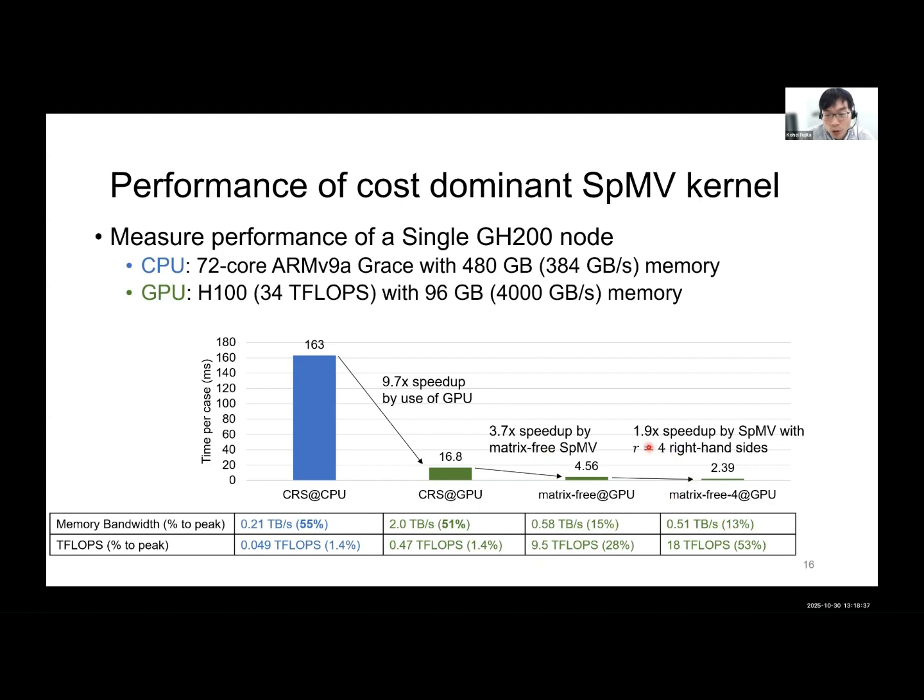We could also use multiple right-hand sides. Here we have 4 right-hand sides, and so we can get further improvement in the peak performance, and we can get shorter elapsed time. Here is showing the time per case. We can get about 1.9-fold speedup per right-hand side from the matrix-free with one right-hand side vector.